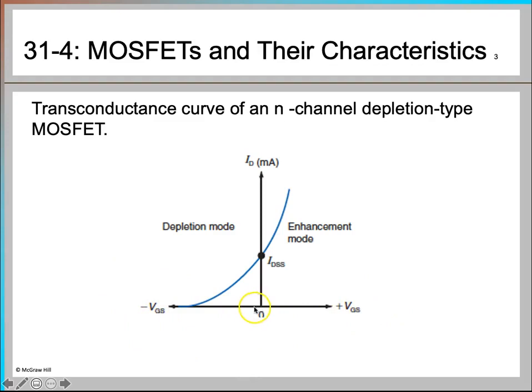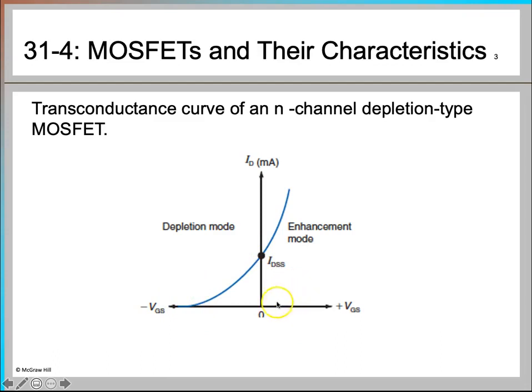As you start decreasing the voltage towards the left, your drain current also starts to decrease, and it will decrease to a certain extent until your ID becomes zero. So as you increase the negative gate voltage, your drain current will reduce to zero at some threshold point. When it reaches zero, it is usually called VGS off, because your drain current is zero.